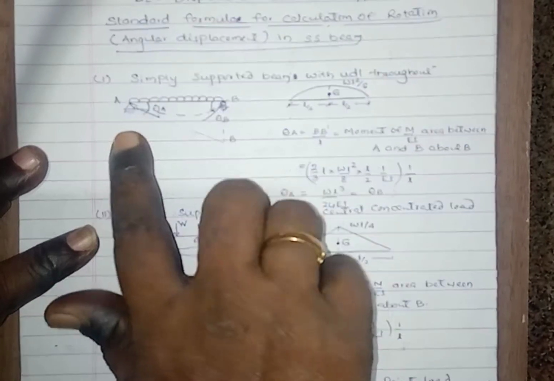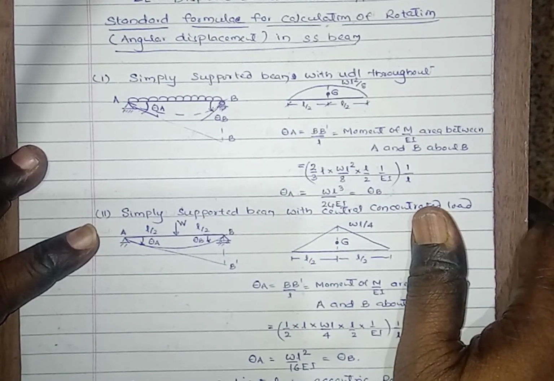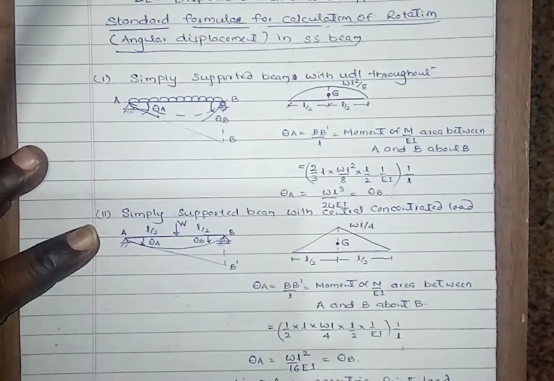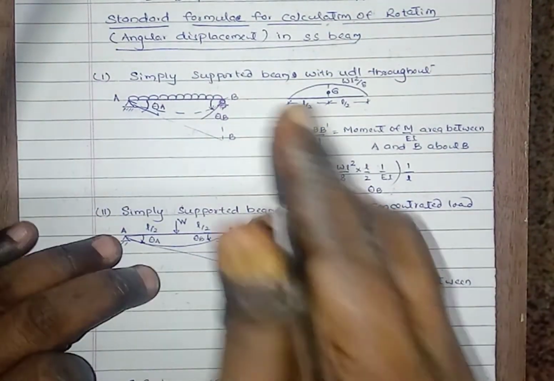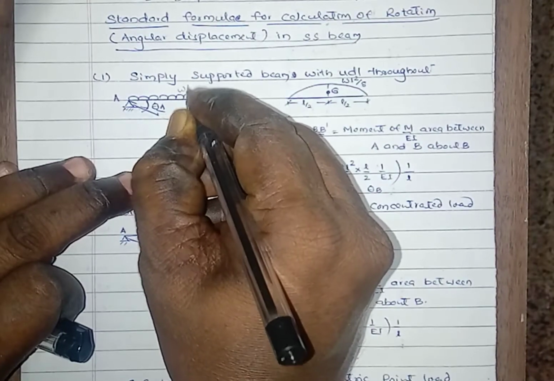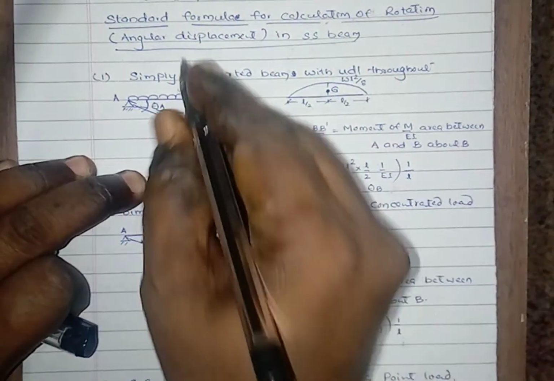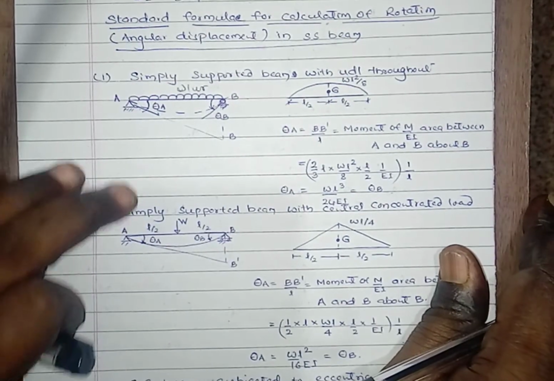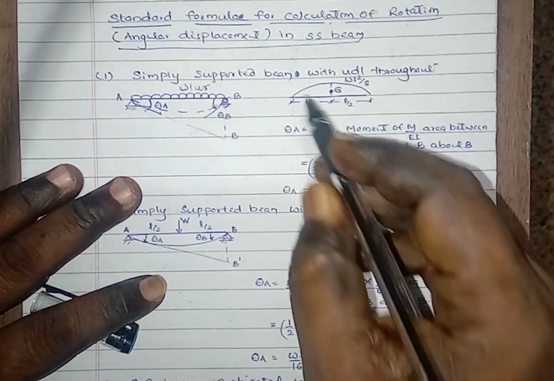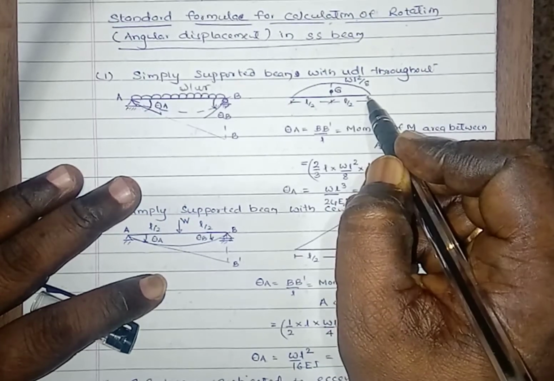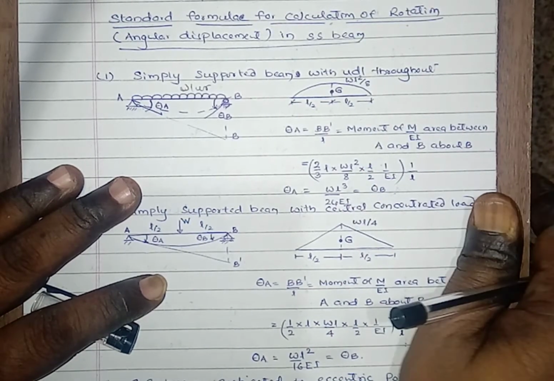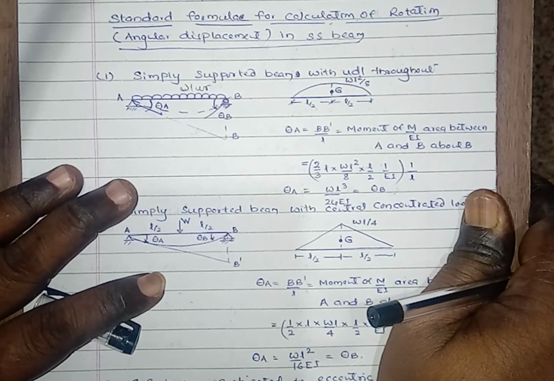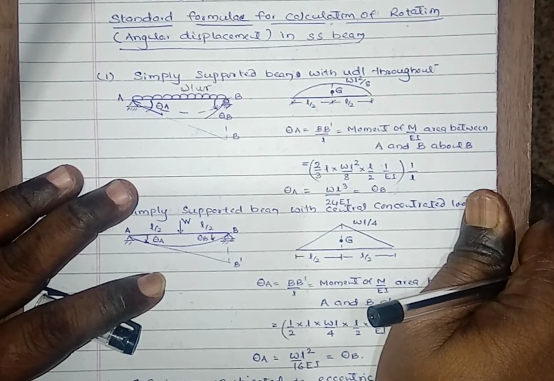Here consider a simply supported beam. It is subjected to a load of W per unit run over the entire length. Here the intensity of the loading is W per unit length or unit run. Here the length of this beam is L. Then first you have to draw the bending moment diagram. That is, maximum bending moment occurs at the center, WL square by 8, that is at a distance of L by 2 from either end.